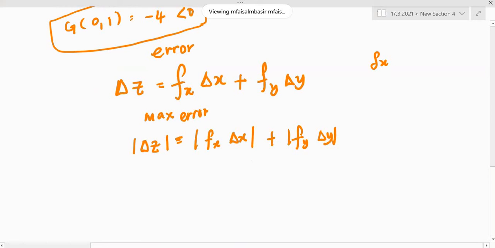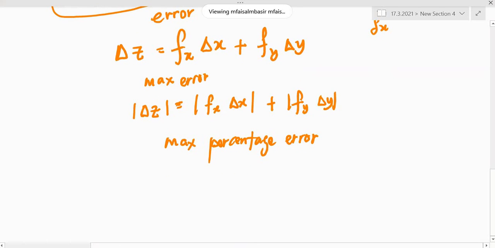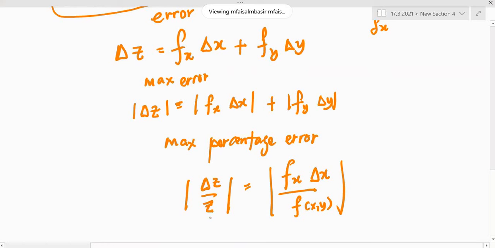So another one you might see is maximum percentage error. The percentage error will be delta z over z. This is the formula: fx delta x over f(x, y). So your f is equal to z, the same.